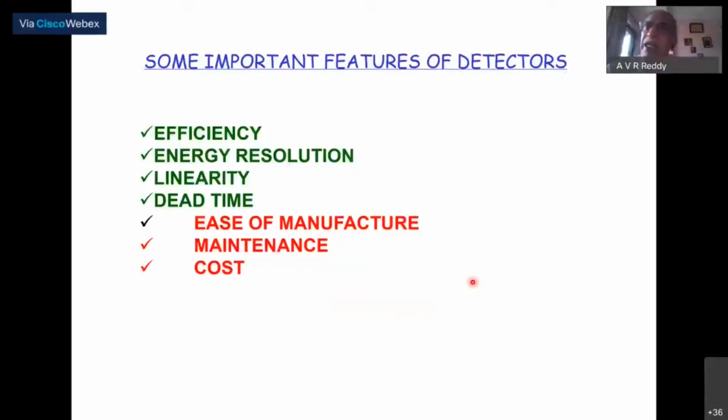And linearity, this is another vital thing, because we get a pulse height for a particular radiation after interaction in the detector. And the pulse height that is produced should have linearity with the initial energy. Otherwise, it will be difficult to understand what could be the energy of the radiation that is interacting. So linearity is very important.